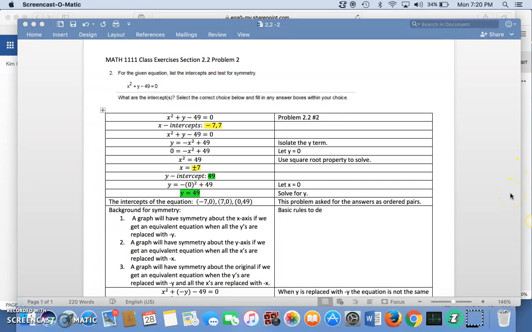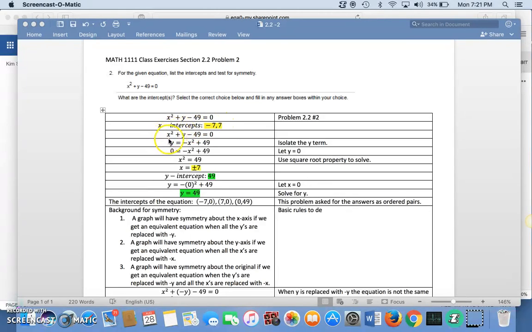Okay, we're going to find the intercepts and test for symmetry here in problem 2, section 2.2. This is your equation. We're looking for the x and the y intercepts. Remember, when we look for the x intercepts, what will we do? We will let y be 0.